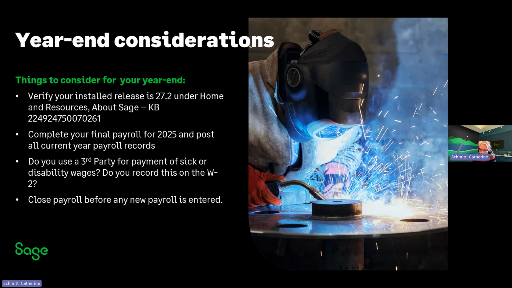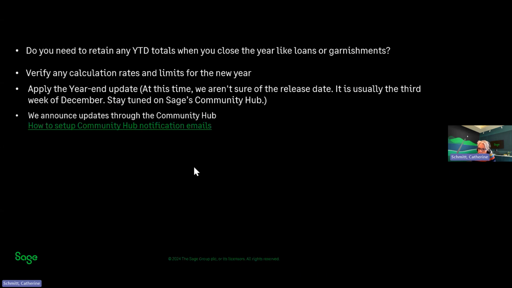Do you use a third party for payment of sick or disability? And do you record this on your W-2? You need to make sure that is entered. You want to make sure you close payroll before any new payroll is entered. Do you need to retain any year-to-date totals when you close the year, like loans, garnishments, etc.? You want to make sure you change the maximums.